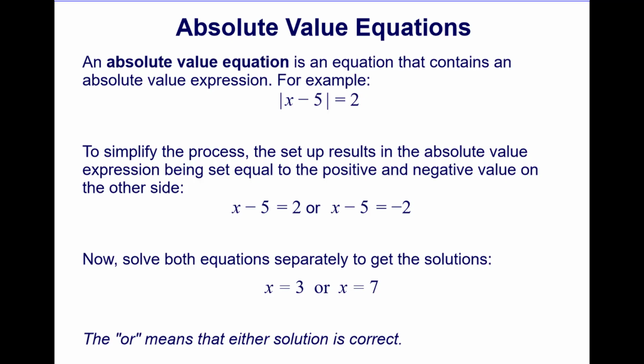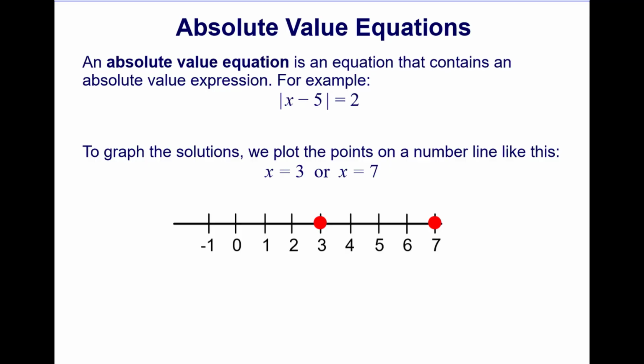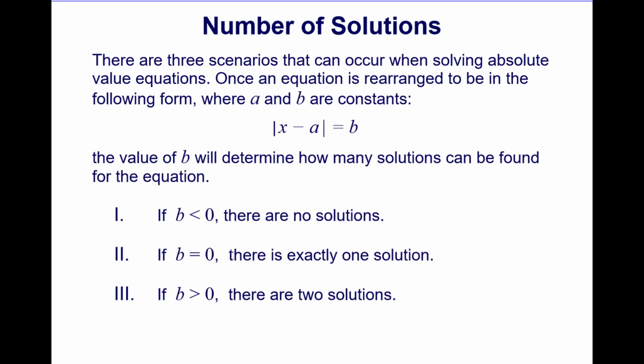This gives us x minus 5 is equal to 2, or x minus 5 is equal to negative 2. Now, solve both equations separately to get the solutions x is equal to 3 or x is equal to 7. The or means that either solution is correct. To graph the solutions, we plot the points on the number line like this. So x is equal to 3 is plotted here, and x is equal to 7 is plotted here.